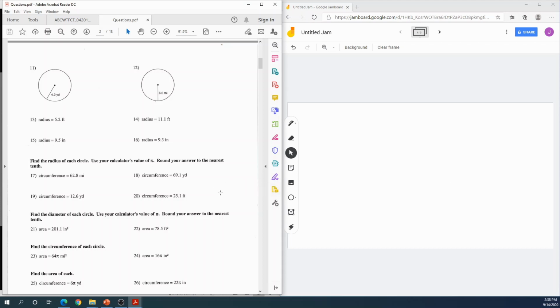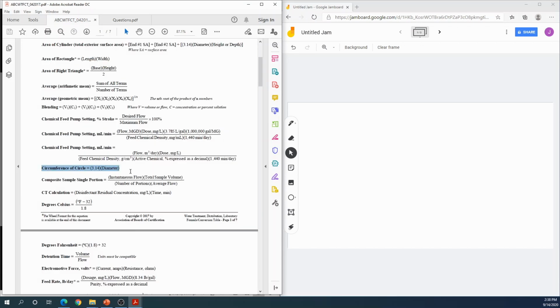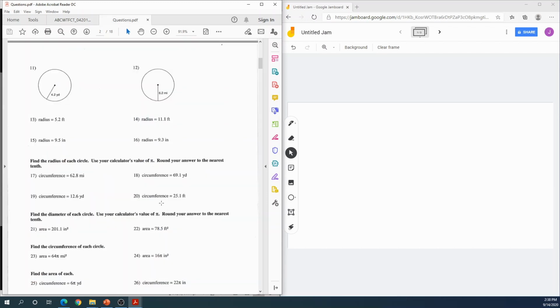So let's jump on down here and take a look at question number 17. Find the radius of each circle. Use your calculator's value of pi, round your answer to the nearest tenth. So again, we're not going to worry about using pi. We'll just go ahead and use the equation that is included in our cheat sheet here. That circumference is equal to 3.14 times our diameter. So let's go ahead and write that equation out.